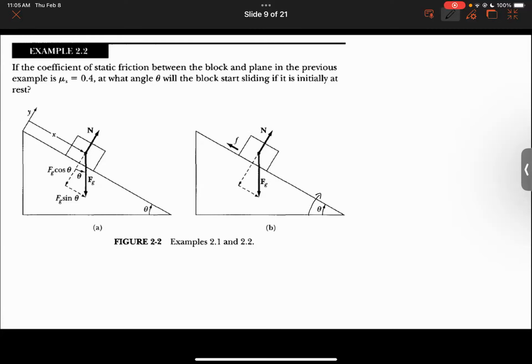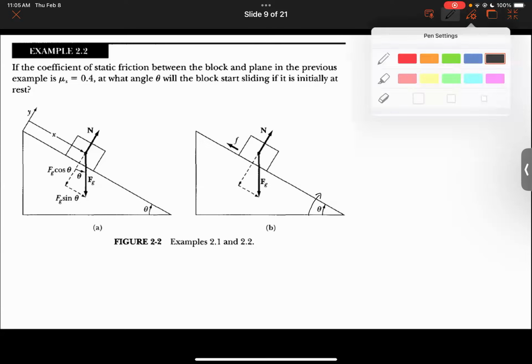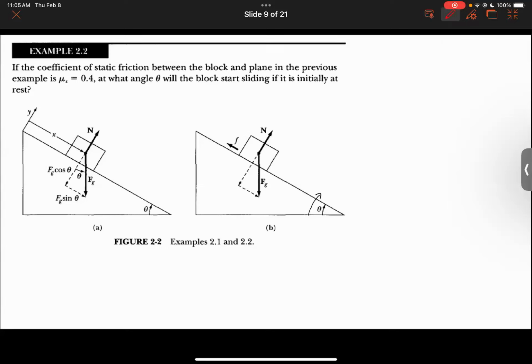Okay, so anong ginawa natin last time? Ang ginawa natin last time is in-identify natin yung forces, and last time it was just the normal force and the gravitational force, pero this time we have a static frictional force. So ilalagay natin yung static frictional force dyan sa ating free body diagram. And tulad din ng ginawa natin last time, we identify coordinate system.